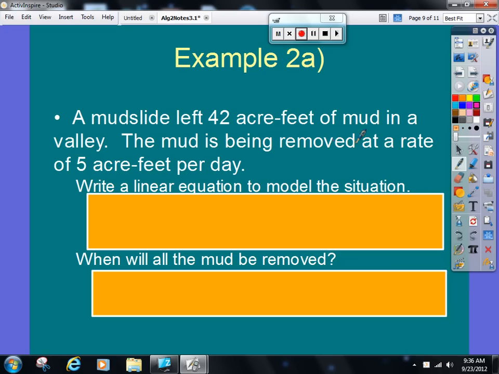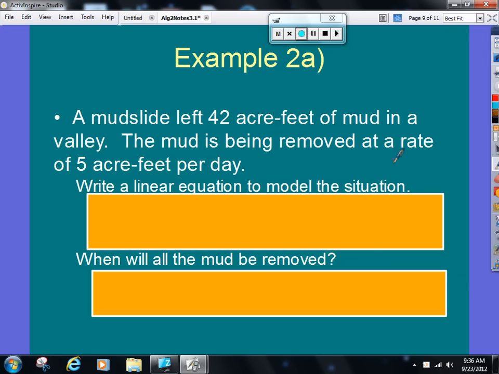A mudslide. Oh my gosh, those are very fascinating to me. They left 42 acre-feet of mud in a valley. We talked about this acre-foot last year. My students were like, what's an acre-foot? And then we asked Mr. Getton. And it's a lot, if you think about it.